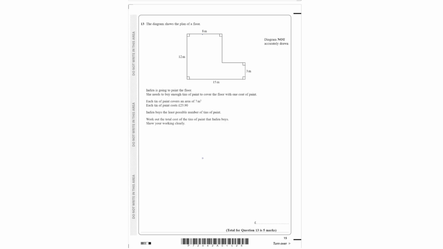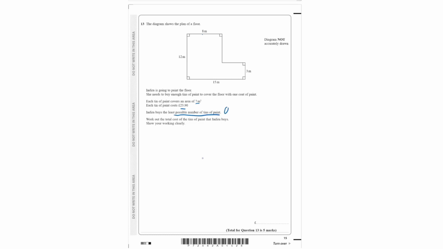The diagram shows the plan of a floor. Indira is going to paint the floor. She needs to buy enough tins of paint to cover the floor with one coat of paint. Each tin of paint covers an area of 7 meters squared. Each tin of paint costs 23.9 pounds. Indira wants to buy the least possible number of tins of paint.